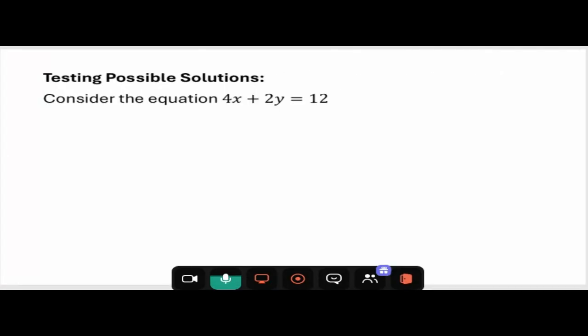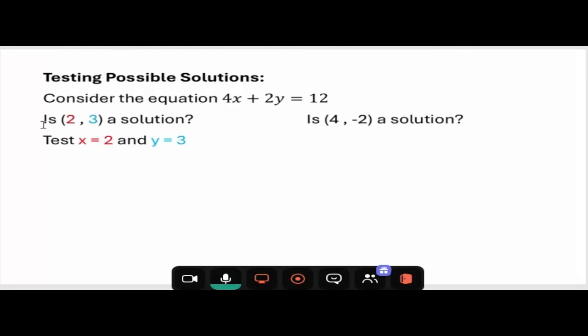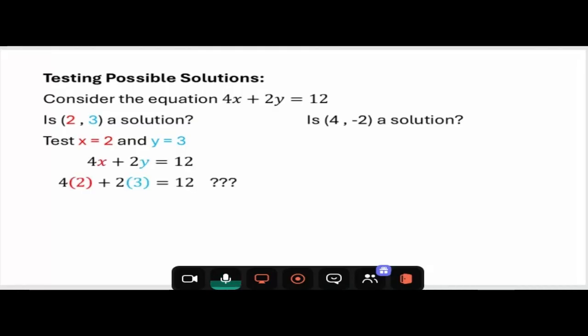So let's do that first one, because they will ask you to do this. They will ask you to test points. They'll give you a point and say, is this a solution to that equation? So is 2, 3, in other words, x equals 2 and y equals 3, does that make this equation a true statement or not? What you're going to do is take that x and that y and put it into the equation. So I'm going to replace the x with a 2 and the y with a 3, like so.